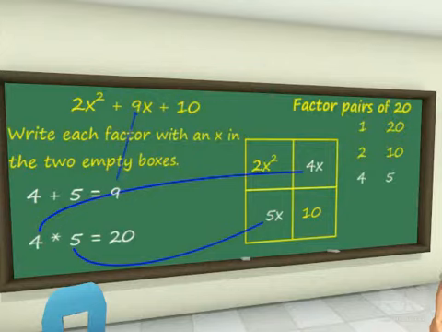Now we put those two factors in the other two squares, except we include an x with each factor since we are solving for the linear or middle term of the quadratic. It does not matter how you choose to put them. Either way works.